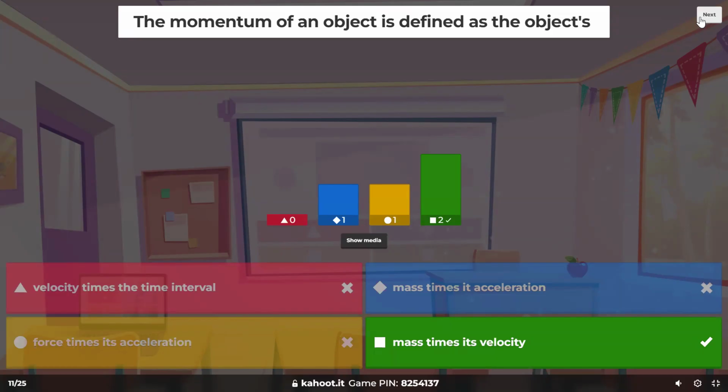What's 1 times 10? It'd be 10. And what's 1 times negative 10? Negative 10. Put it all together. How much momentum? 0. It'd be 0 momentum in that system. You guys get that? Okay.